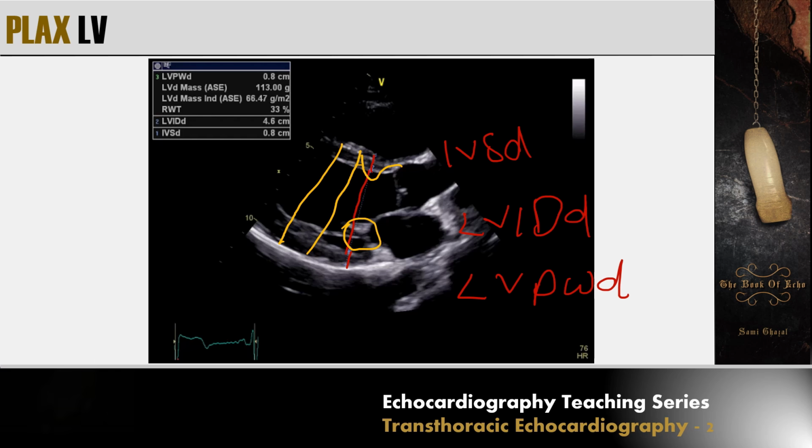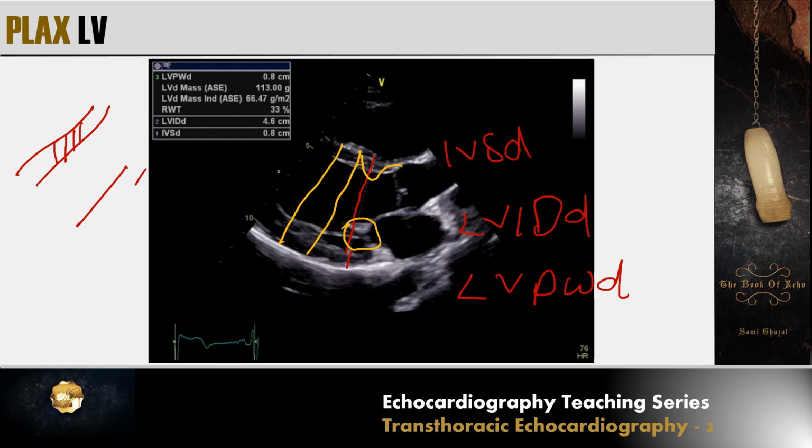As a rule, tissue measurement, let's assume this is a tissue. Here, this is another tissue. Let's say it's an LV wall, and this is another LV wall. So any tissue, we measure it from outer border to outer border, outer border to outer border.